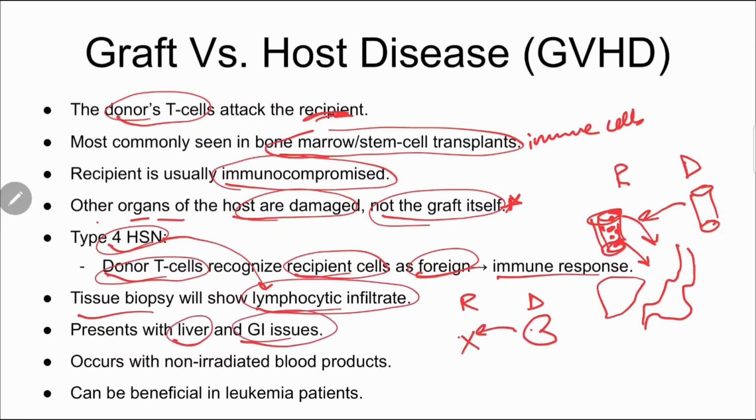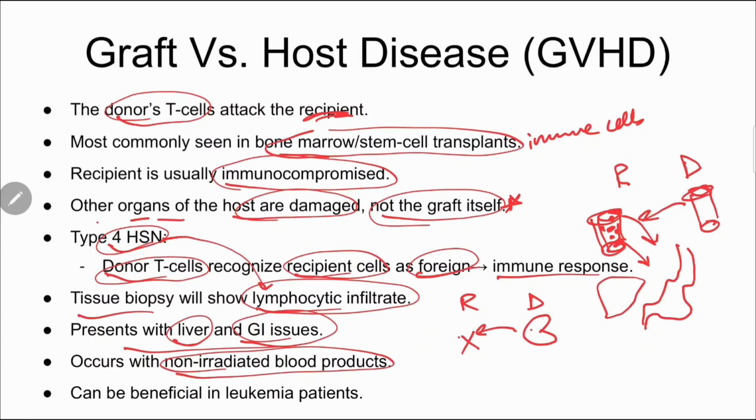So liver issues are going to be like jaundice, right, hyperbilirubinemia, and elevated AST, ALT, right. GI issues are going to be like diarrhea and severe abdominal pain, right. So these kinds of symptoms mostly, by the way. And it occurs mainly with non-irradiated blood products. So like I said before, it is mostly seen in bone marrow or stem cell transplantation.